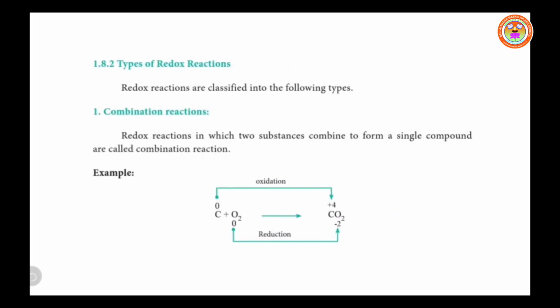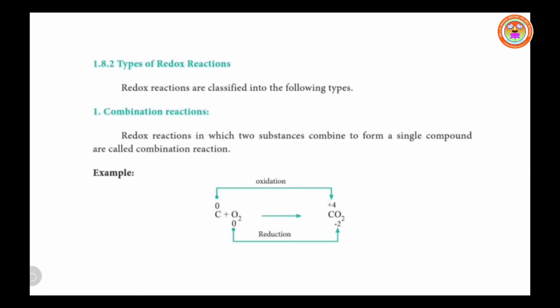Redox reactions are classified into 5 types. The 5 types of reactions are combination reactions, decomposition reactions, displacement reactions, disproportionation reactions, and competitive electron transfer reactions. First, we are going to see combination reactions. Redox reactions in which two substances combine to form a single compound are called combination reactions.